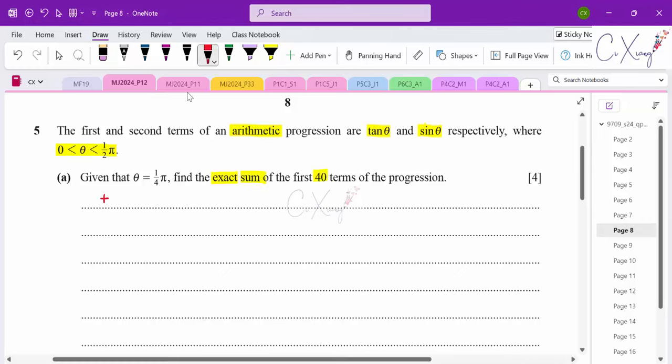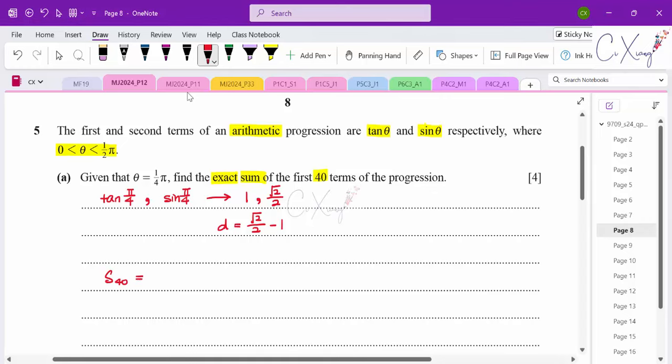Okay, since I have the first term as tangent theta, and now they put theta as pi over 4, my first term is tangent pi over 4 and the second term is sine pi over 4. If I put in the values, tangent pi over 4 will be 1, and sine pi over 4 will be square root 2 over 2. So I know that a is 1. Then for the arithmetic progression, I want to know my common difference. The common difference will be the second term minus the first term. This is my d, and now I can directly calculate the sum of the first 40 terms.